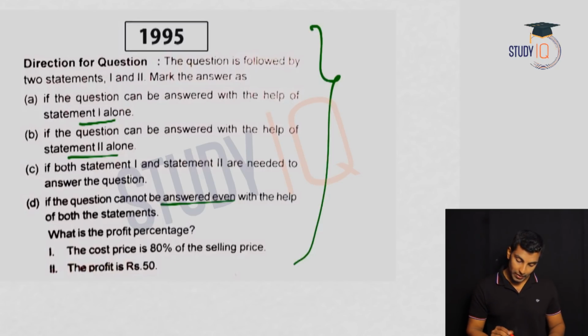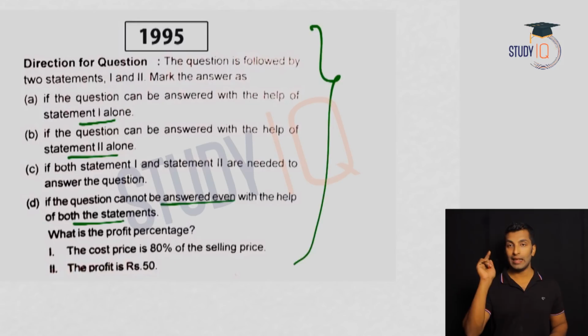Okay, if the question cannot be answered even with the help of both statements, look at statement 1, not possible. Look at statement 2, not possible. Combine them together, not possible. Pick this answer option. So these are the 4 answer options. You can either answer with the first statement alone, or the second statement alone, or both of them together, or none of them.